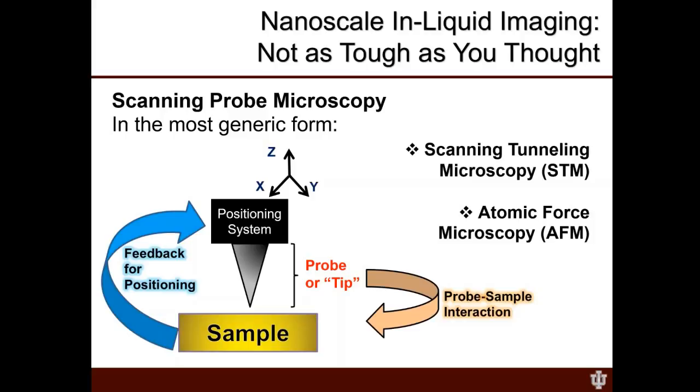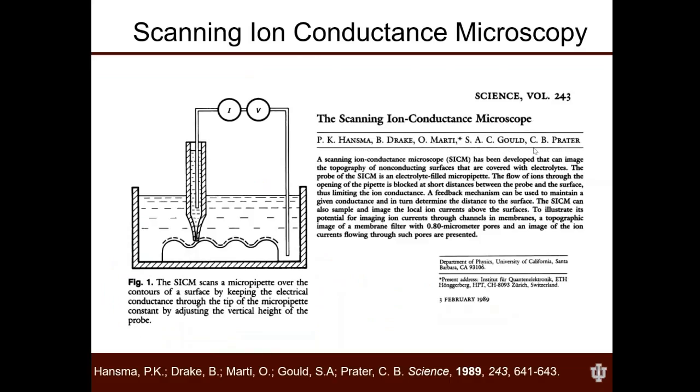In 1989, Hansma at UC Santa Barbara introduced us to a new version of scanning probe microscopy called scanning ion conductance microscopy, and that's the topic that we'll cover today. And so in scanning ion conductance microscopy, the probe is this pipette, and the sample is bathed in an electrolyte solution. That gives us some unique advantages and some of the applications of SICM that are completely different than what you could consider in other scan probe platforms.